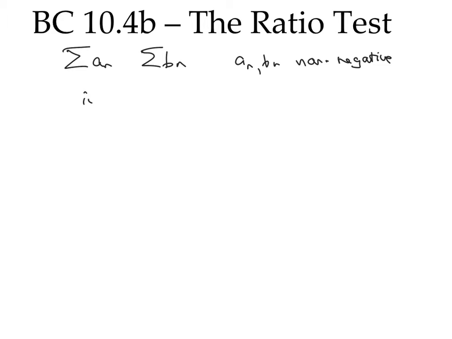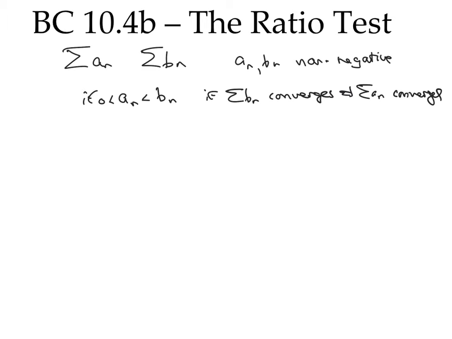We learned that if term by term each a_n is less than each b_n, and of course since they're non-negative they're both greater than 0, if the sum of b_n converges, then the sum of a_n converges. And similarly, if the sum of a_n diverges, then the sum of b_n diverges. This should be pretty obvious, I think.